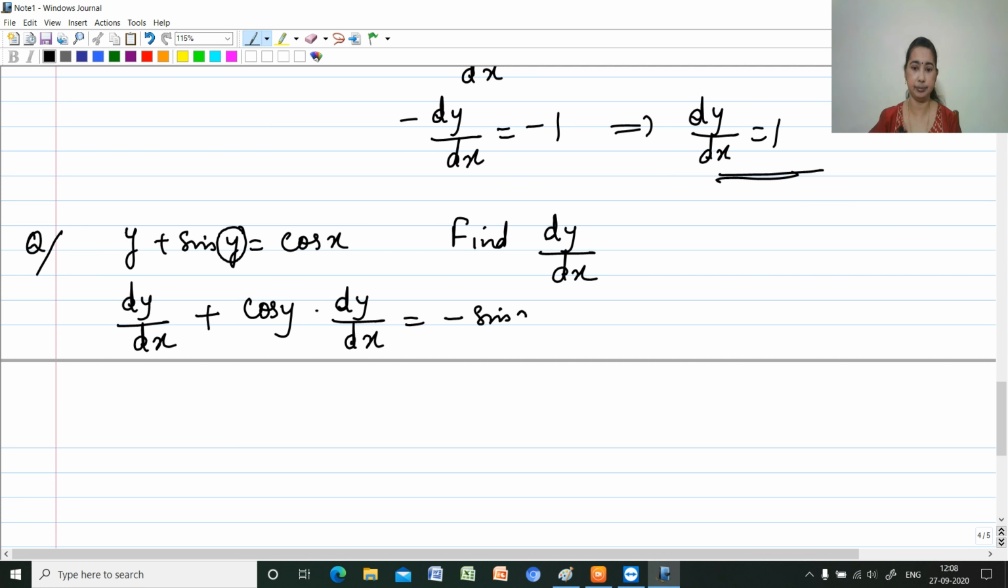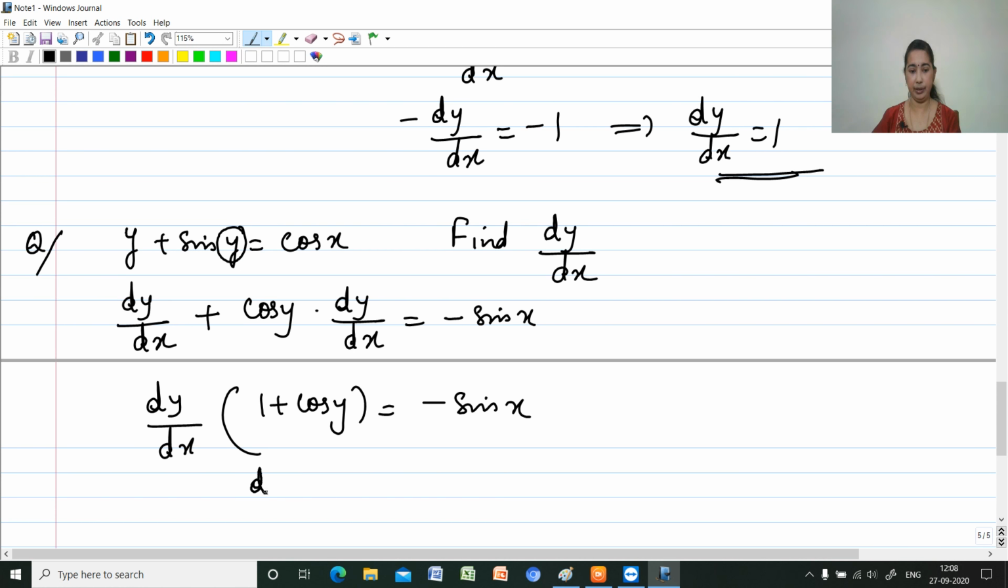is equal to derivative of cos x is minus sin x. Now since we are going to find out what is dy by dx, in the first term and second term we can see that dy by dx is common there. Take that dy by dx outside. So dy by dx into 1 plus cos y is equal to minus sin x, or dy by dx can be written as minus sin x divided by 1 plus cos y.